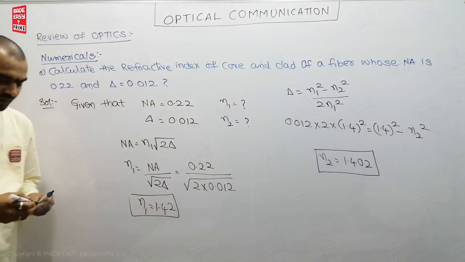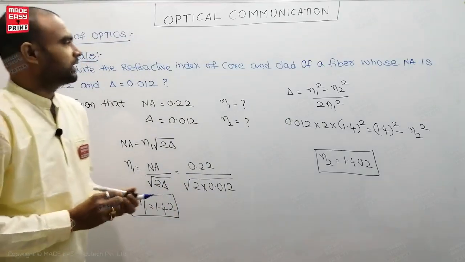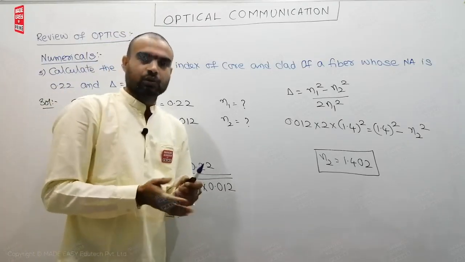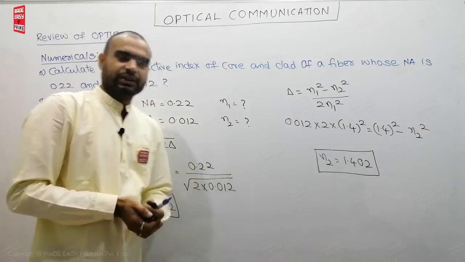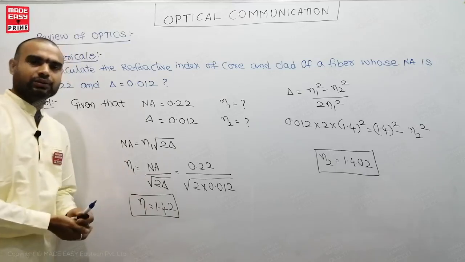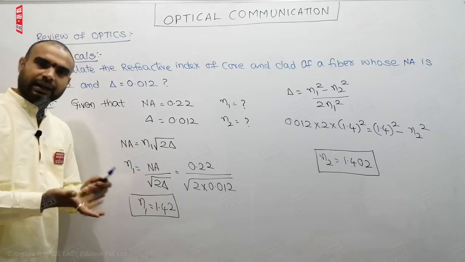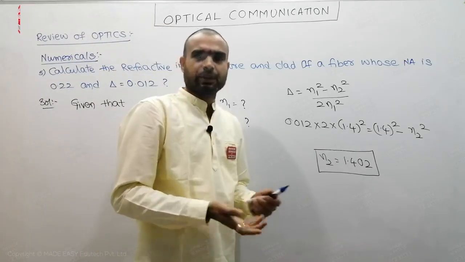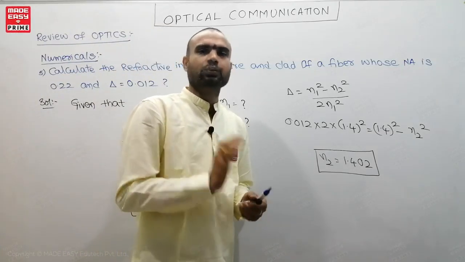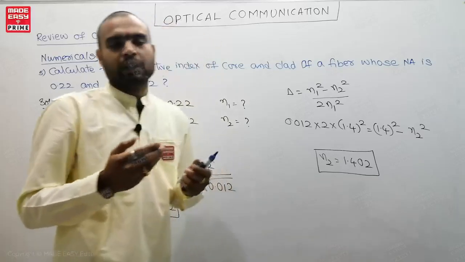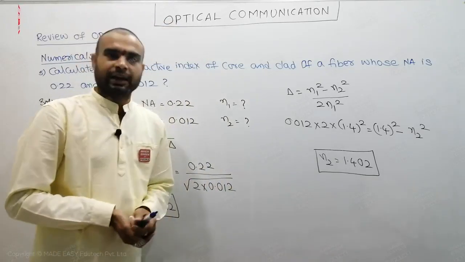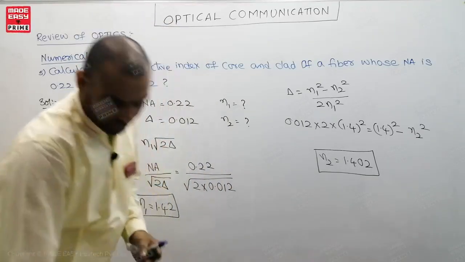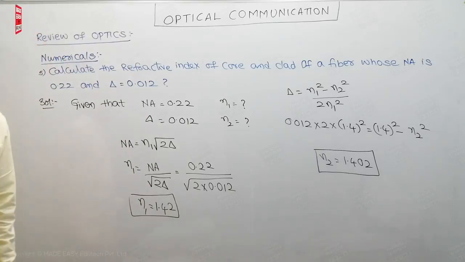These are the types of questions mostly asked in exams from the topic of review of optics. They can ask you about the acceptance angle and the critical angle, and they will also ask you about the numerical aperture when giving you the two values of N1 and N2, and ask you to find the refractive index values of core and clad. Okay, so we can see the next part, that is types of fibers.